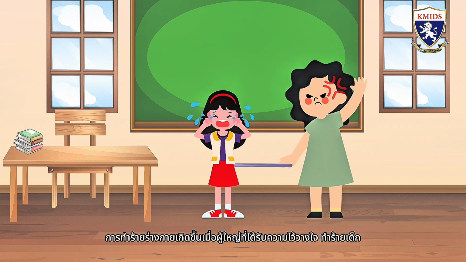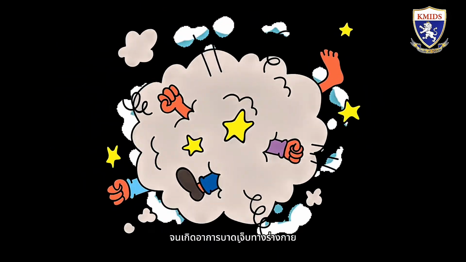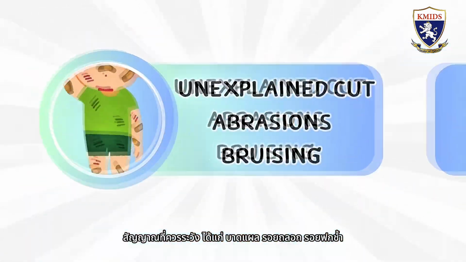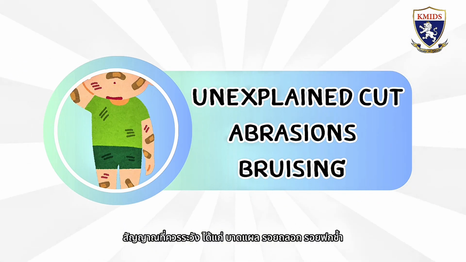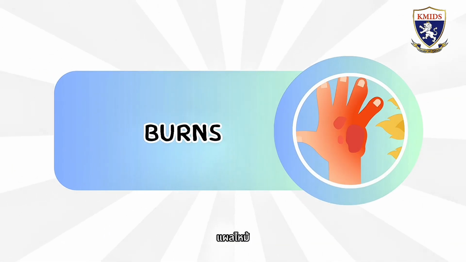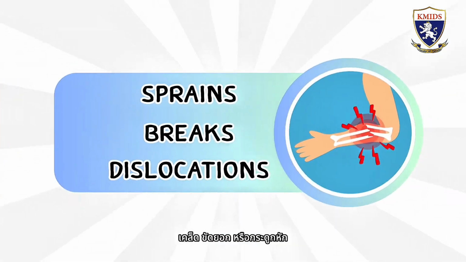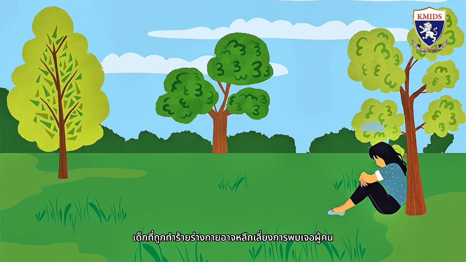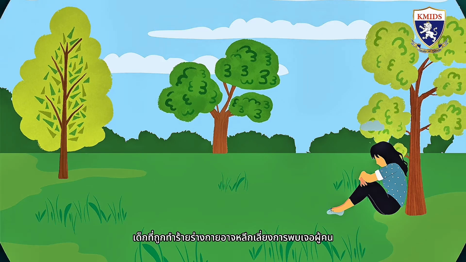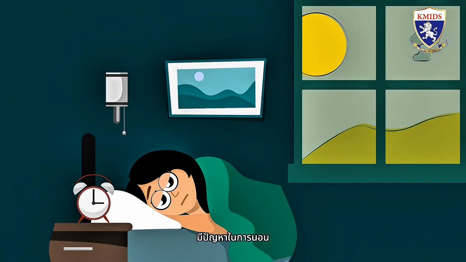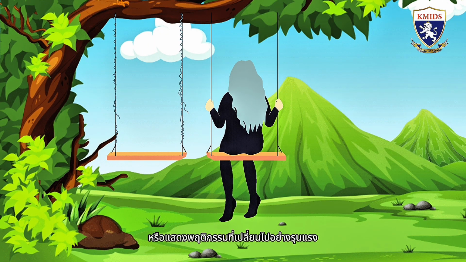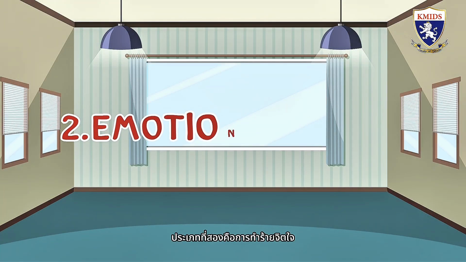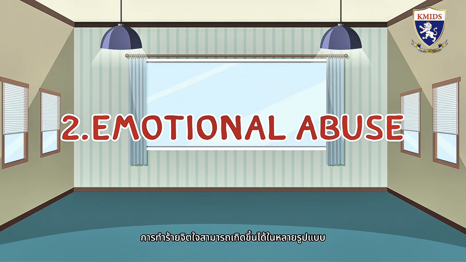Physical abuse is when a trusted adult commits an act that causes physical injury to a child. Signs to watch for include unexplained cuts, abrasions, bruising, burns, swelling, sprains, breaks, or dislocations. Children who are experiencing physical abuse may avoid particular people, have problems sleeping, dramatically change their behavior, and withdraw from activities and others. Second is emotional abuse.